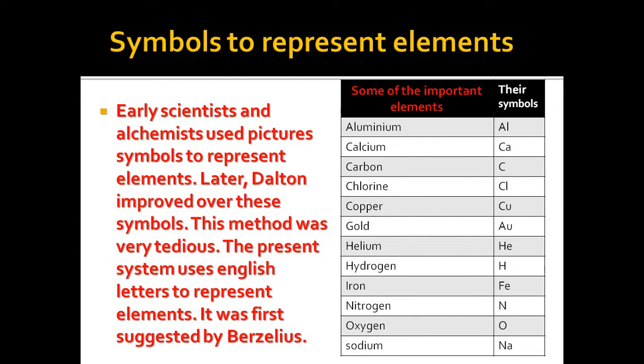Symbols to represent elements. Early scientists and alchemists used pictures and symbols to represent elements. Later, Dalton improved over these symbols. This method was very tedious. The present system uses English letters to represent elements. It was first suggested by Berzelius. Let us have a look at the table which tells us about some of the important elements and their symbols.